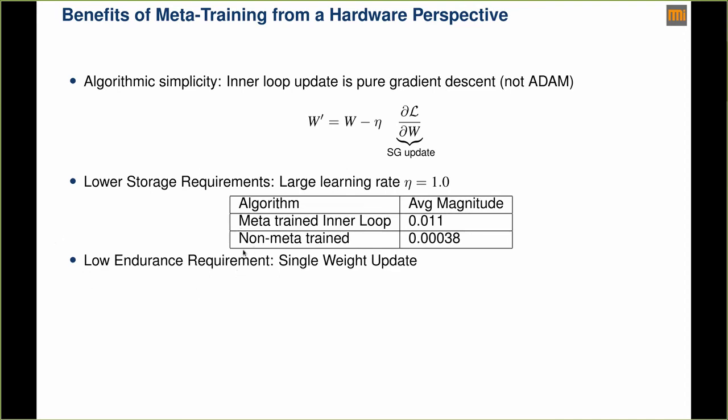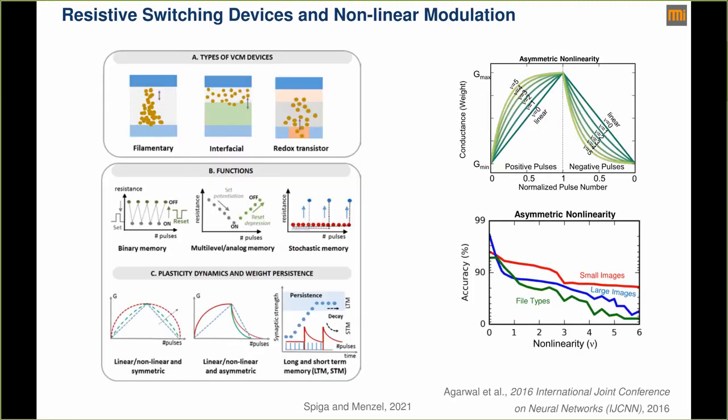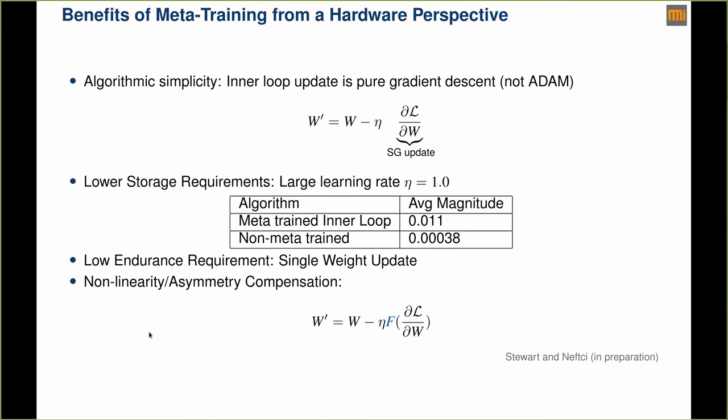You don't need much endurance, right? So if you have devices, for example, that cannot endure millions of updates, this is fine, because in this case, this particular neural network was trained with a single weight update to achieve that result. And finally, if you're in the field of memristors, you might know that memristors themselves don't behave in ways that we like to. They're not always linear in their potentiation and depotentiation, or set and reset. And so there's a lot of nonlinearity there. And something that we're exploring right now, which is very promising, is that we can take that nonlinearity into account in our meta learning algorithm.